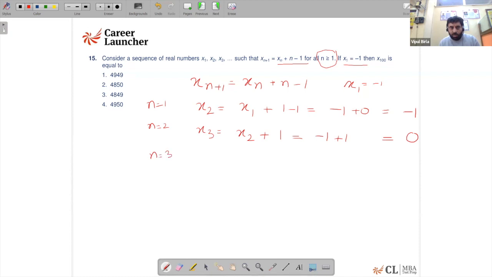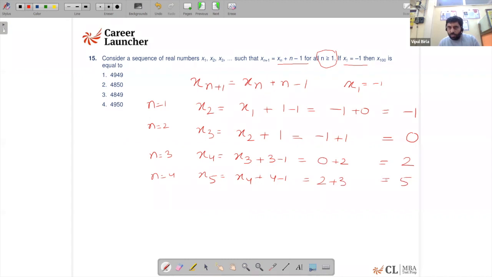Plug in n equal to 3, it will become x of 4, which is going to be x of 3 plus 3 minus 1, because n equal to 3, and I know x of 3 is equal to 0, so it will come out to be 0 plus 2, which is equal to 2. N equal to 4, it will come out to x of 5, which is x of 4 plus 4 minus 1, which is 2 plus 3, and that is equal to 5.